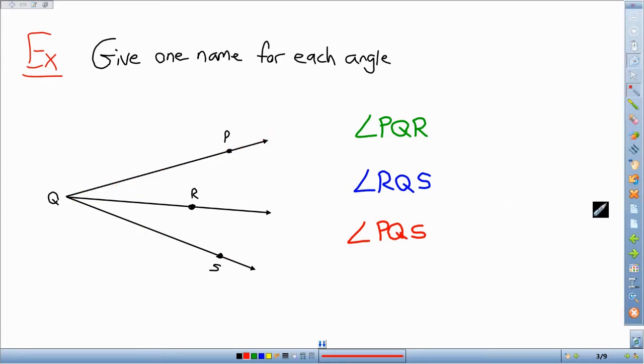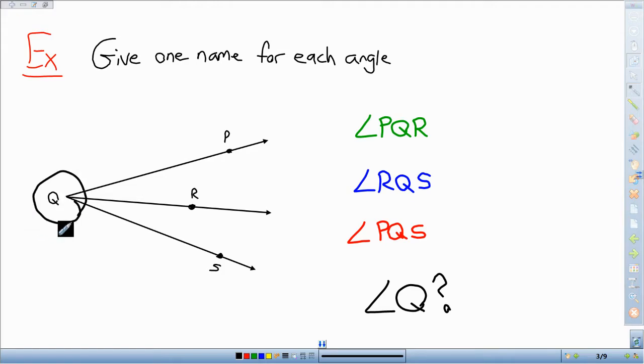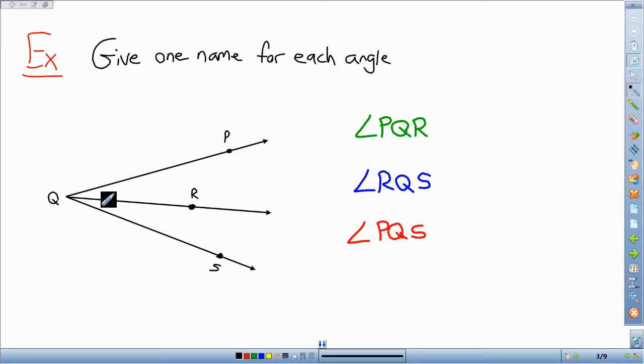All right, here's a question though. Why didn't I name any of these three angles angle Q? If I were to tell you we're using angle Q on this problem, which angle would I be talking about? All three of these angles have Q as their vertex, so there's no way to identify which one we're talking about. So just naming an angle with its vertex doesn't always work. If there are other angles that have the same vertex, we can't name it with just the vertex. And we didn't use any numbers because there are no numbers in here. So these are the three names we can give our angles.